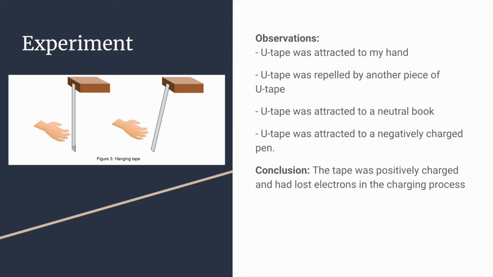With regards to my observations, I observed that the U-tape was attracted to my hand, it was repelled by another piece of U-tape, it was attracted to a neutral book, and that it was attracted to a negatively charged pen. The conclusion I was able to reach from these observations was that the U-tape was positively charged, and it had lost electrons in the charging process.